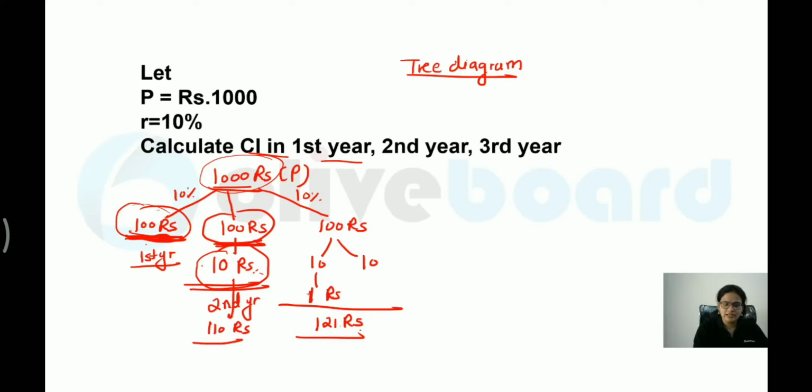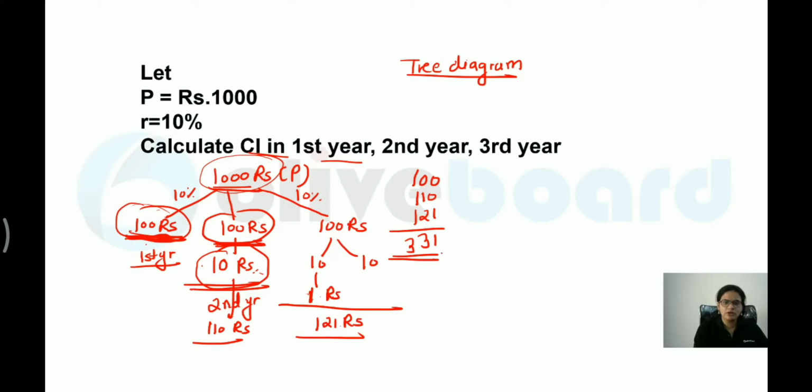So if I ask you what is the total interest that you got, what would be the value? 100 rupees plus this 110 rupees plus this 121 rupees. So you can check what value you are getting over here. So 331 rupees would be the interest. I hope all of you are getting it. This is how you have to calculate the value whenever you get a question based on compound interest.